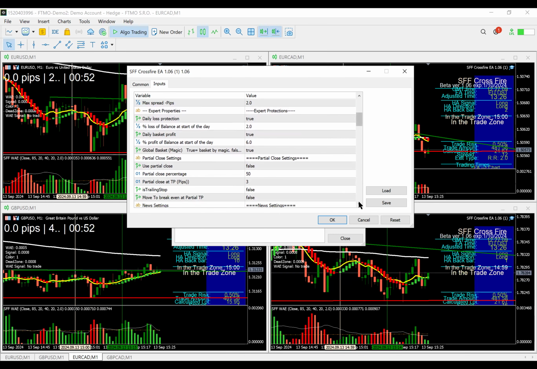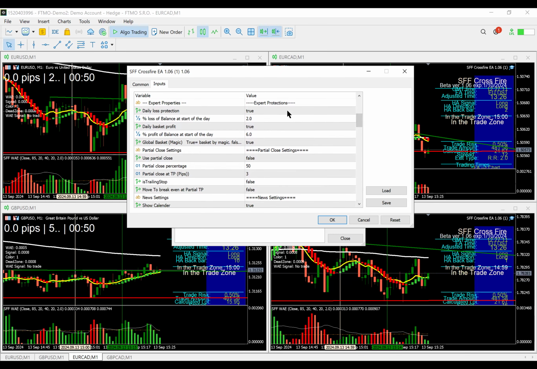So I'm going to move those out the way and then look at the expert protections. So this is another lot of information. So expert protections, I'm saying I want the trading assistant to limit my losses on this session to 2% of my balance. So in other words, I've got 4 pairs and I'm prepared to lose 0.5% on each pair. So if I lose all 4 trades, it'll stop me trading.